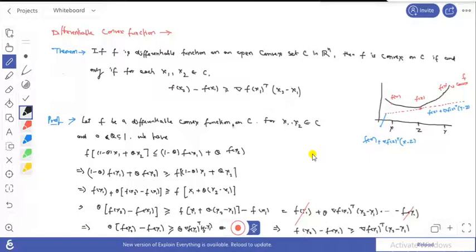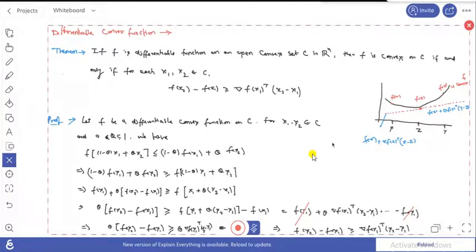Okay, so if your function f belongs to C1, meaning that this is a first order continuously differentiable function, then for any x1, x2 belonging to C, this satisfies this condition. And the converse part is that if this condition is satisfied, then you have to prove that your function is a convex function. Okay, so in the next page we take the converse part and suppose this condition is satisfied.